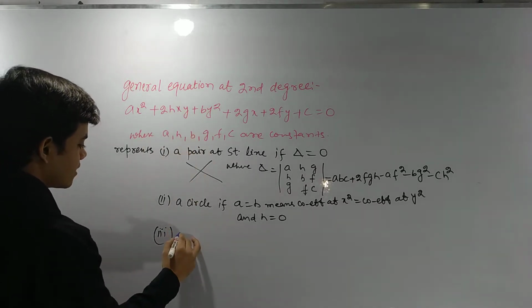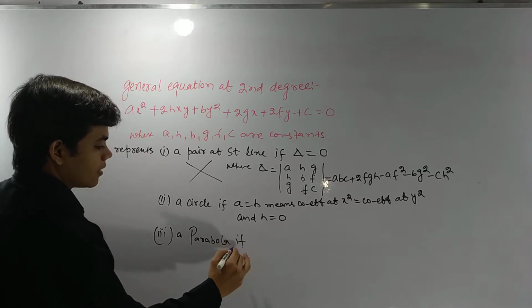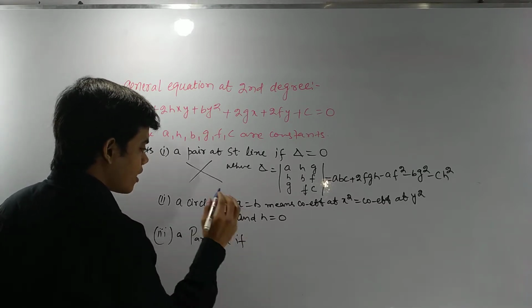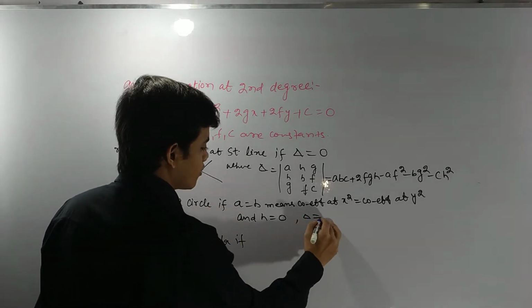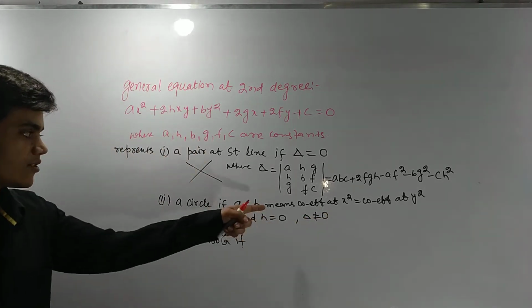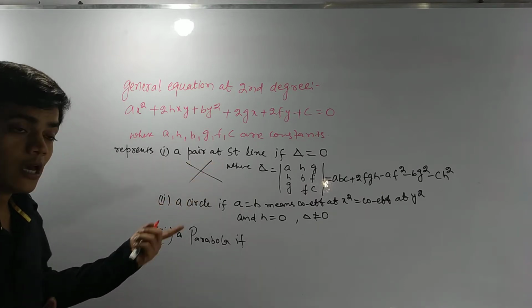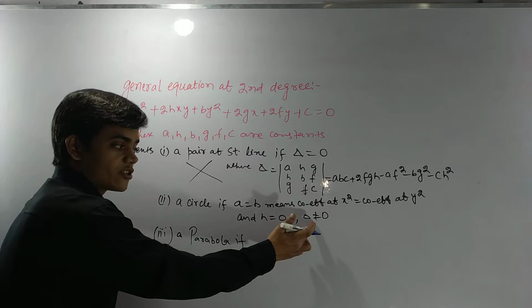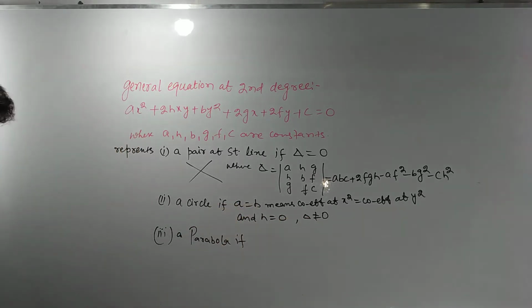And this represents a parabola if, and also remember, if it represents a circle, then certainly delta will not be equal to 0, because if delta is equal to 0, then it will become a pair of straight lines. Then how can it be a circle? So for a circle, the first condition is delta should not be equal to 0, a should be equal to b and h should be equal to 0.